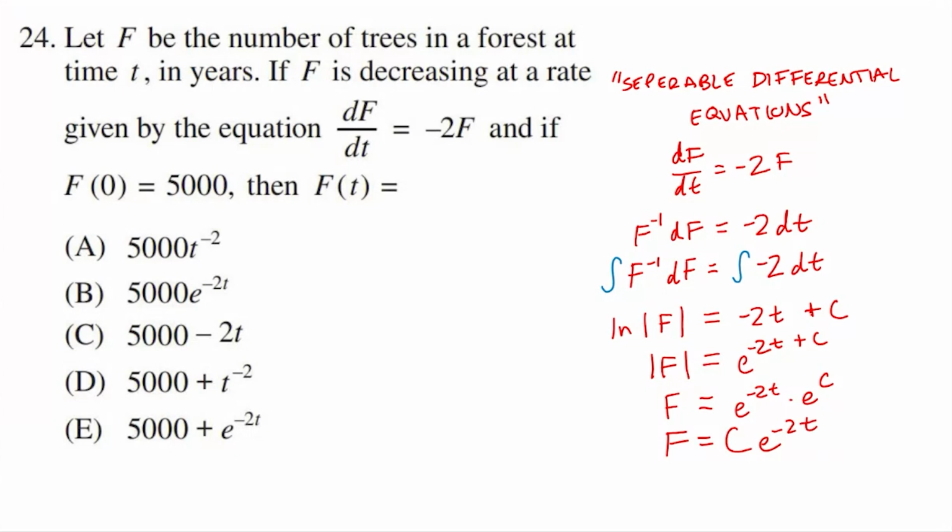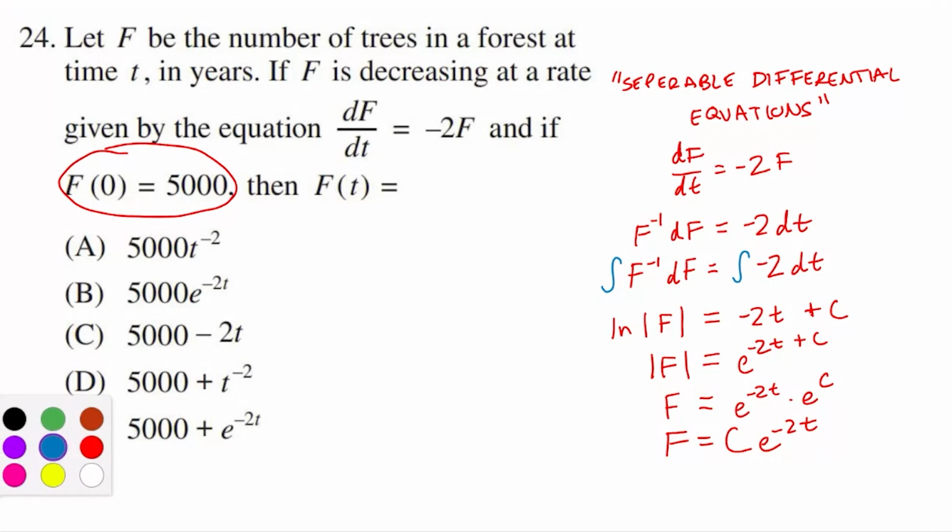Now we have our equation for f, but we need to find what that c value is. To find that, we're going to use the initial condition that f of 0 is 5,000. So if f of 0 is 5,000, then in this case, f would be 5,000. C is what we're trying to solve for. And then we have e to the negative 2 times 0, with t being 0. Now, negative 2 times 0 is 0, and e to the 0th power is 1.